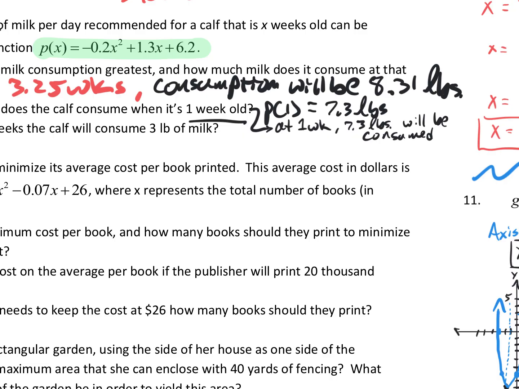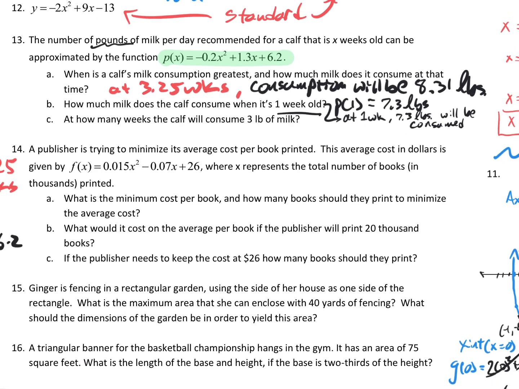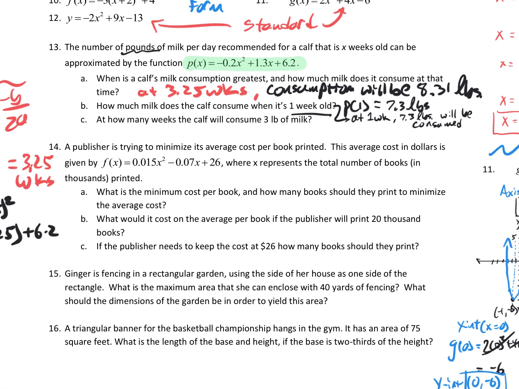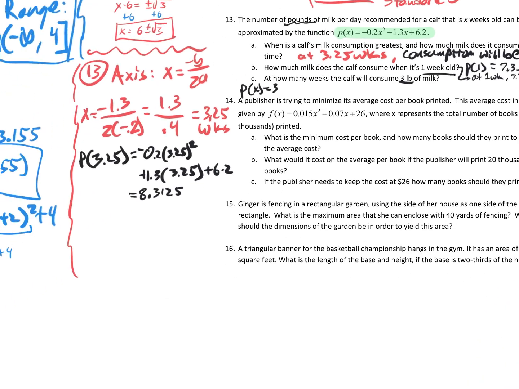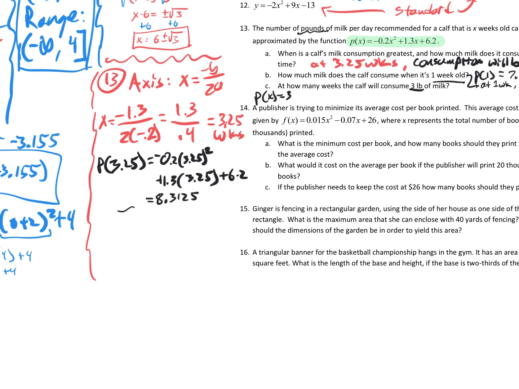All right. And then last but not least, when will it consume 13 pounds of milk? Well, that is P, so we want P of x to be equal to 13. We're going to need a little bit of room here. So how do we do that? This is part A, and we're now looking at part C here.